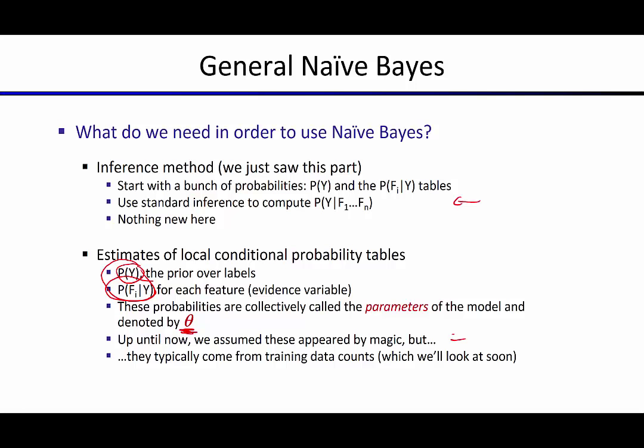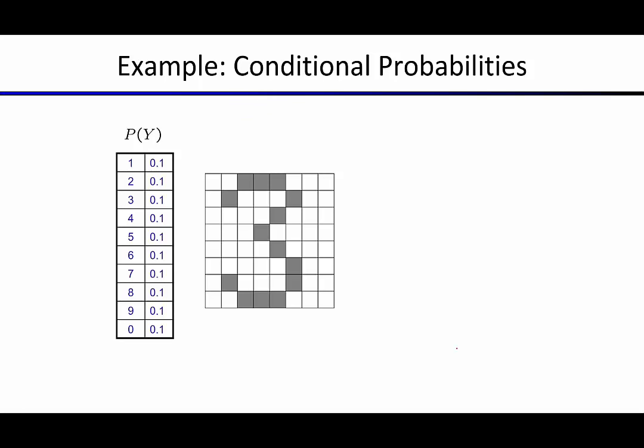Until now in 188, we've assumed that somebody brings those parameters to us, but that's going to change in this lecture. So let's look at some example conditional probabilities. Here is the digit classification task again. Maybe the prior is equal, uniform over all digits.